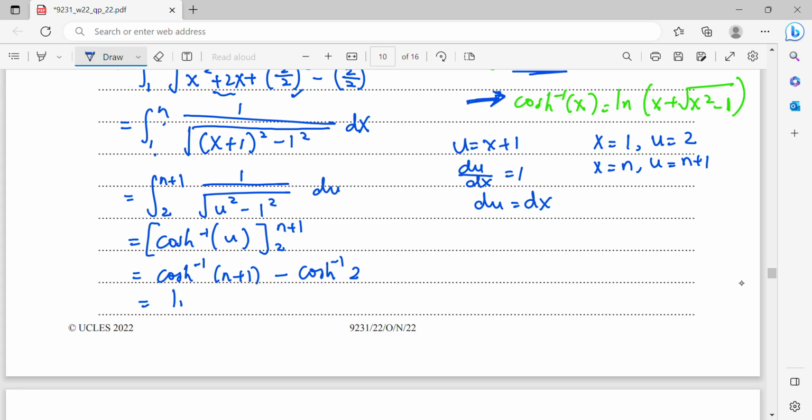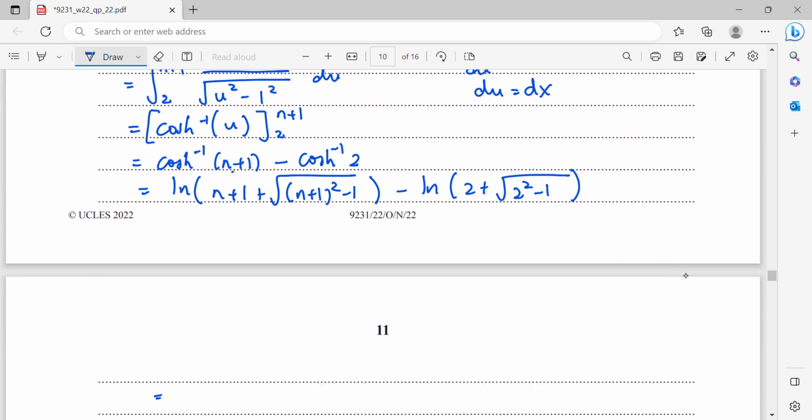So I will get ln. Now your x here becomes n plus 1. So replace the x by n plus 1 plus square root n plus 1 squared minus 1, according to here. Okay, then minus ln. Now my x becomes 2, so I will get 2 plus square root 2 squared minus 1. So when you simplify, it will be ln n plus 1 plus square root n plus 1 squared minus 1, then minus ln 2 plus square root 3.